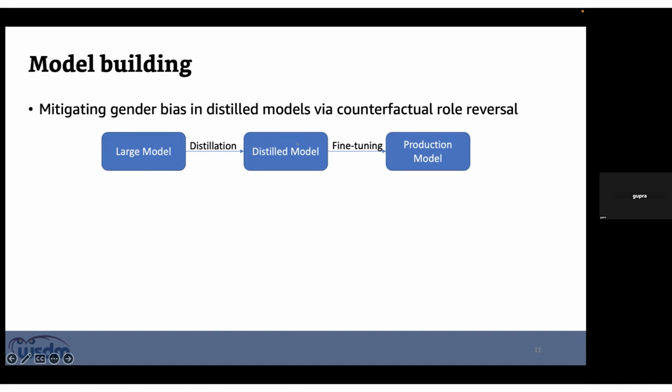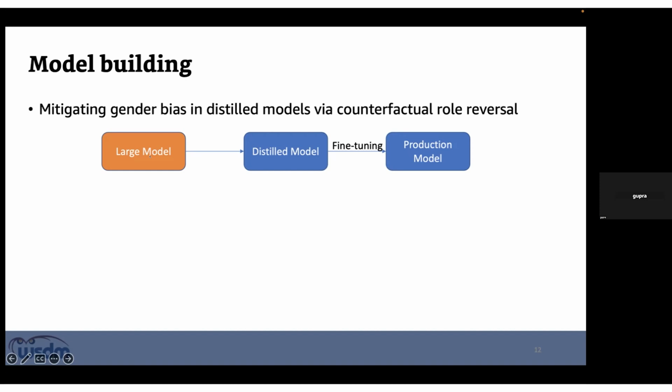These models tend to be, for example, if you're using BERT, an encoder model. A GPT model would be a decoder model. These models are not specifically doing a task that you might be interested in, so it could be a classification task. You may want to take that large model and then fine tune it for your production use case. So when we are looking at incorporating fairness during model building, you have to be careful about your choices in each of these three stages of model building.